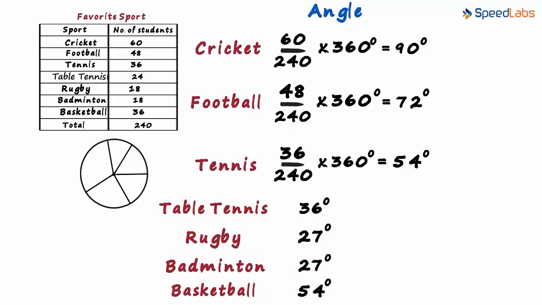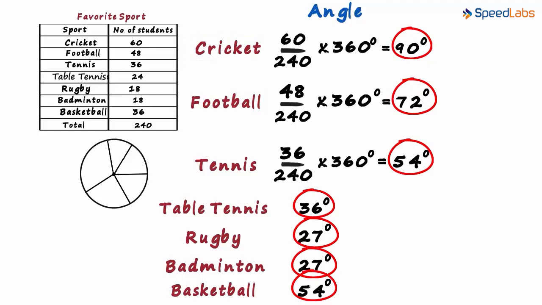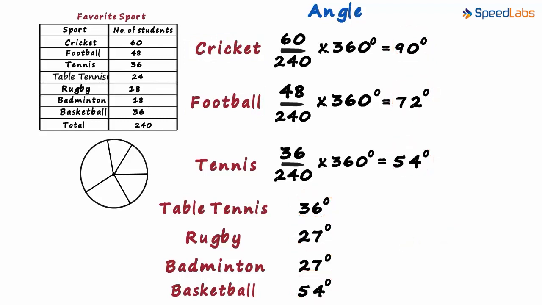You will see that the more popular a sport is, the bigger will be its angle. If we have done the calculations correctly, the sum of all the angles would also equal 360 degrees. With this information, we would be able to draw a pie chart for this table. Just one small hassle. It doesn't sound great when you say that cricket represents 90 degrees, football represents 72 degrees of a possible 360 degrees, and so on.